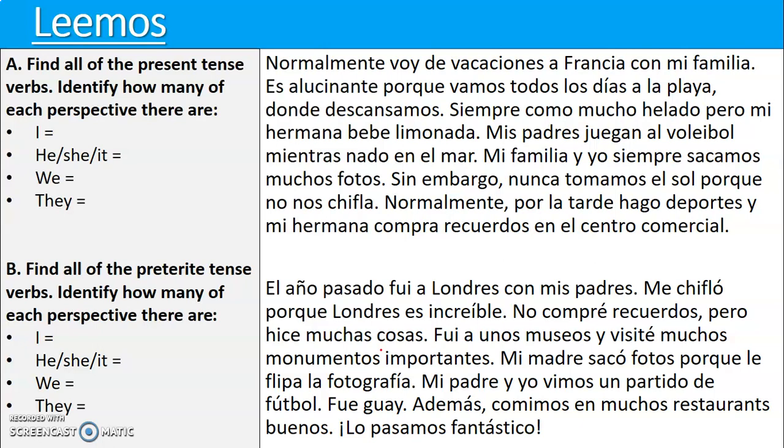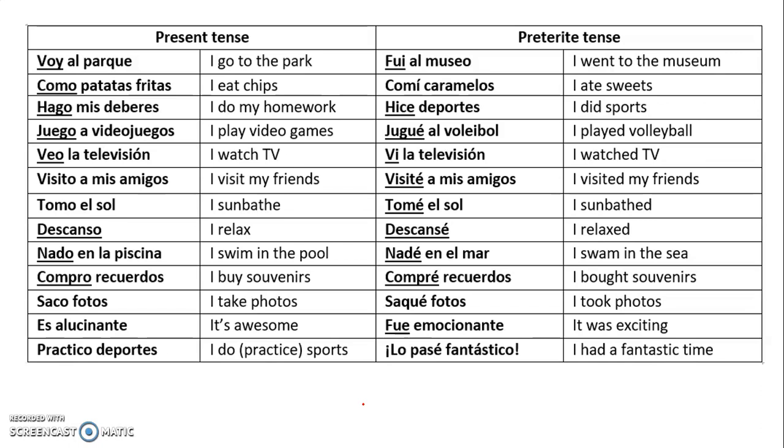Okay, so you've got two texts here. The first text is all in the present tense. The second text is all in the past tense. So for this, you can use your fact book. You've got a lot of the verbs. I think you've got all of the verbs you actually need in here already. So refer back to this. This is the present tense side. That's the past tense side.